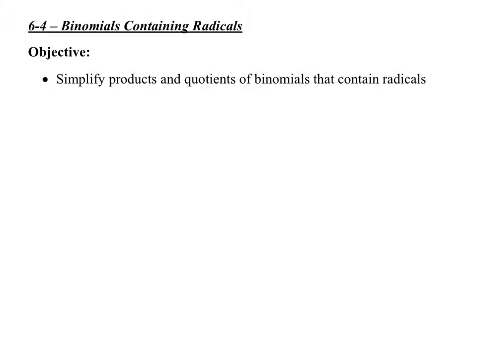All right, so for 6.4, we're going to take a look at radicals again, but specifically these radicals are going to be contained somewhere within a binomial. So maybe like 2 plus radical 7 is a term or a factor that we're going to look at. And how do we multiply and simplify these expressions that are products and quotients?